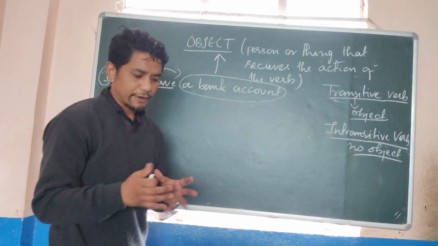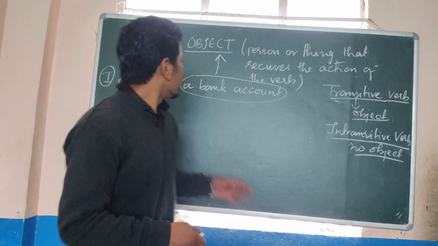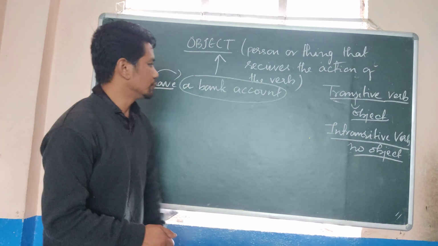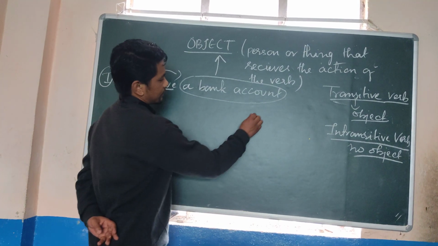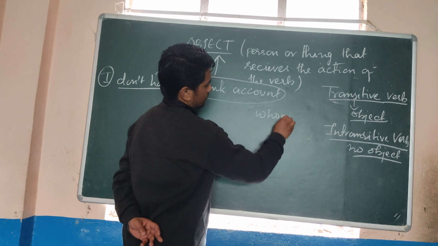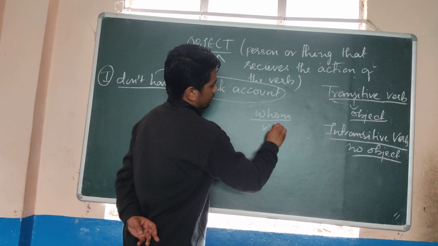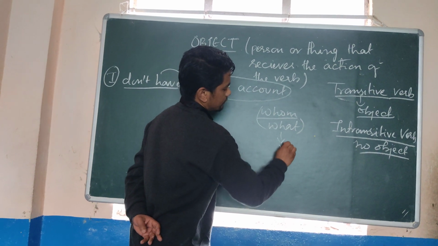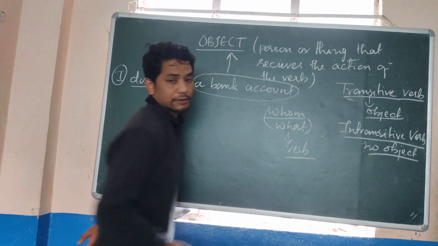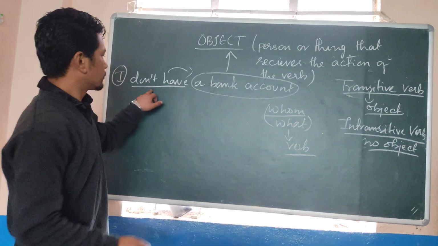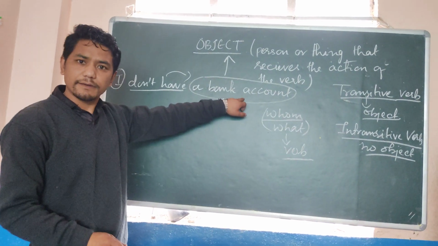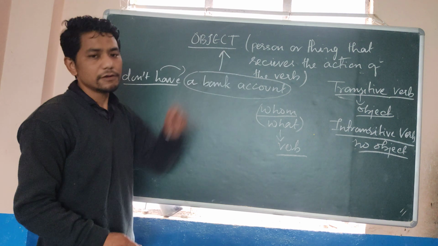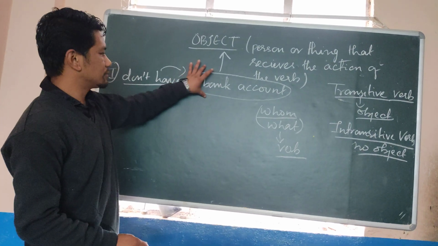So how are you going to find the object? To find an object, you have to use a WH question, that is whom or what, with the given verb. Here the verb is don't have. Don't have what? A bank account. So a bank account is your object. Only one object is there.